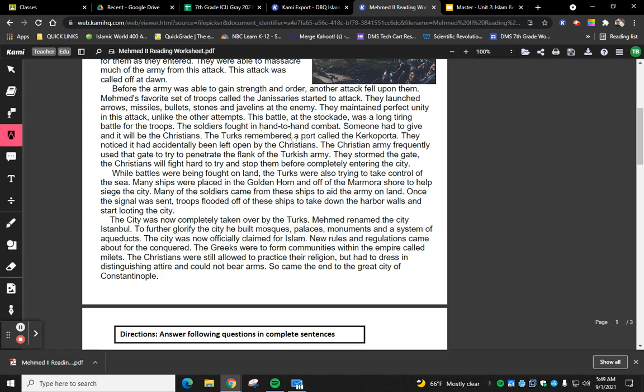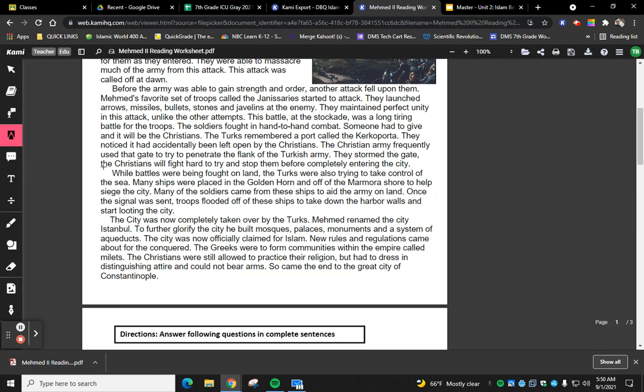The Turks remembered a port called the Kirkaporta, which is just one of the ports to get access into the city. They noticed it had accidentally been left open by the Christians. The Christian army frequently used that gate to try and penetrate the flank of the Turkish army. So they would try to use that port to get into the army and break them up.